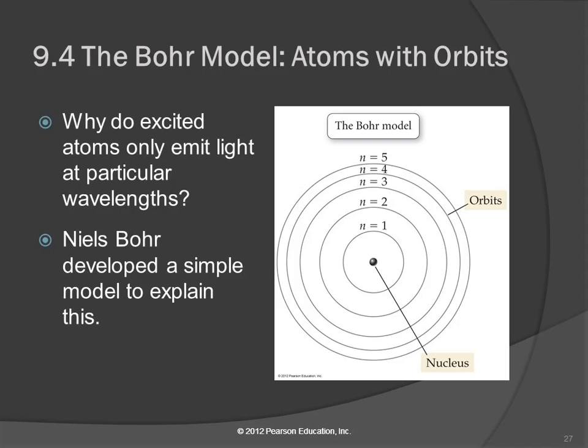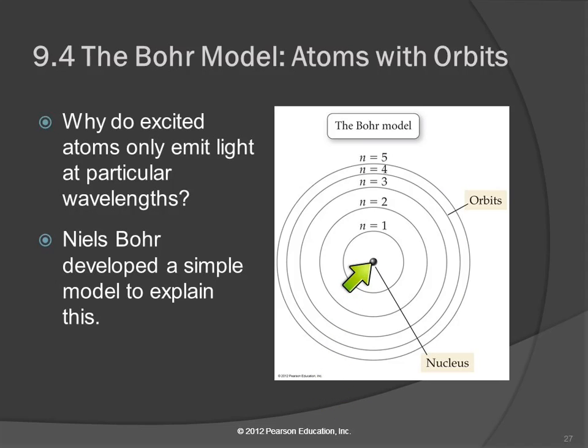So why do we still teach it to you? Because it's easier to understand. And it was an important step in developing future understanding. So why do those excited atoms only emit light at particular wavelengths? Well, this is the Bohr model. This is an illustration. It's a little bit like the solar system.